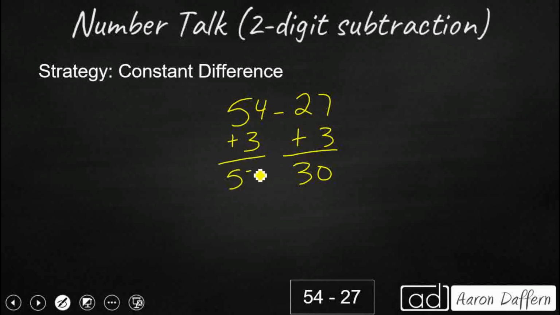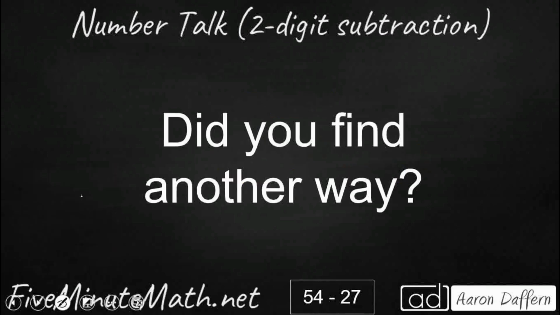as well. So I now have a balanced expression because even though I have a brand new problem, I added 3 to both of the terms, and so the difference between the two is going to stay constant. That's why it's called constant difference. And so 57 minus 30 is the same as 54 minus 27. And look how easy that is. No regrouping. That's 27.